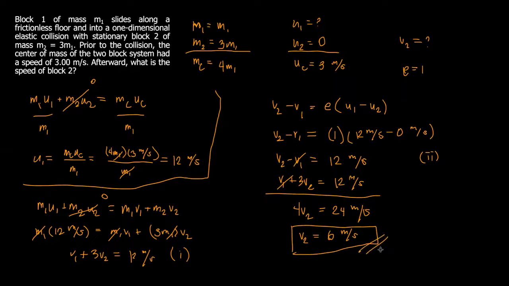So it's basic, right? Let's process again: we first found u sub 1 using the center of mass. Then we used the collision problem strategy, which for elastic collisions is conservation of momentum before and after, then the coefficient of restitution.